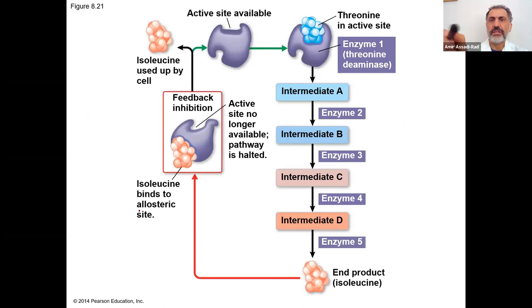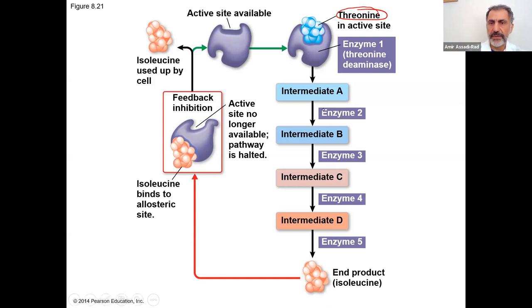For example, you have threonine. Do you remember what threonine is? We need it for the rest of the semester. Threonine is one of those amino acids. Very good. When that amino acid is going to become isoleucine, I think that's what this is. Yeah, it's isoleucine. So isoleucine has to go through a few stages.